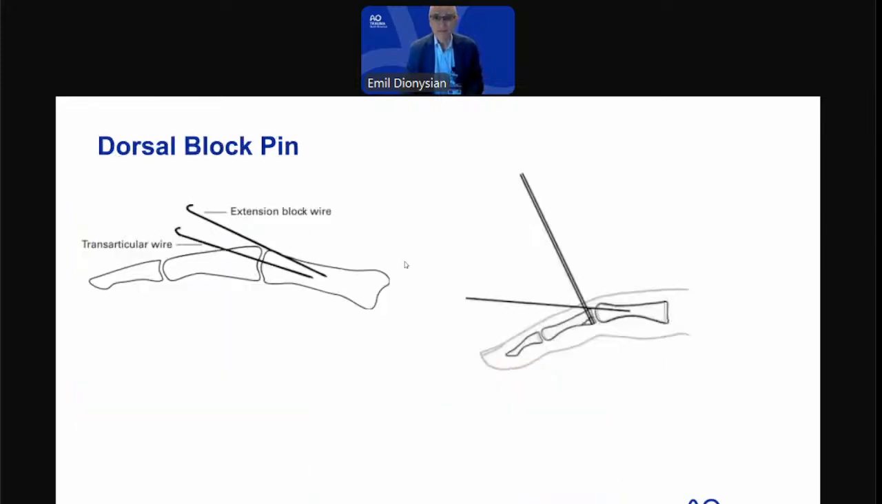There's also a dorsal blocking pin, where once you reduce it, a pin goes in the condyle of the proximal phalanx. This way, you prevent the fracture from dislocating dorsally. The problem, of course, is that it's hard to start early range of motion with the pin in place because the pin spears through the extensor tendon, and it doesn't allow it to really flex and do early range of motion. But that has been published.